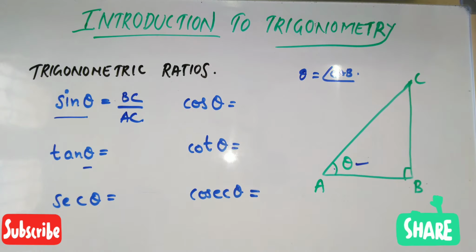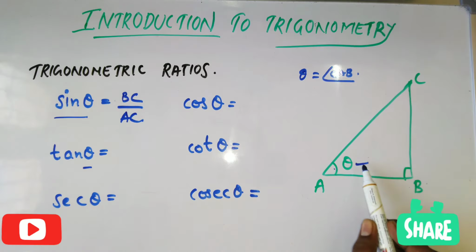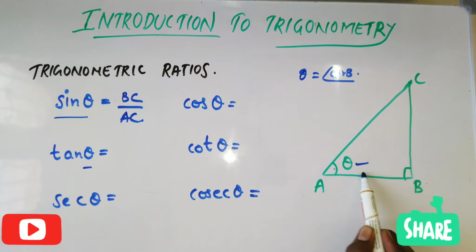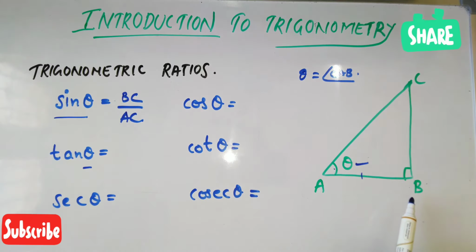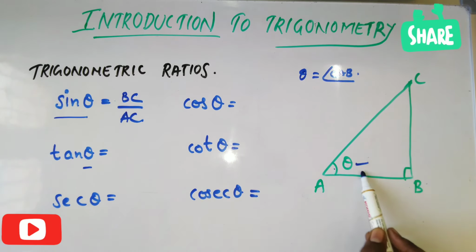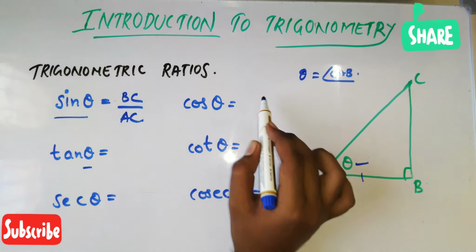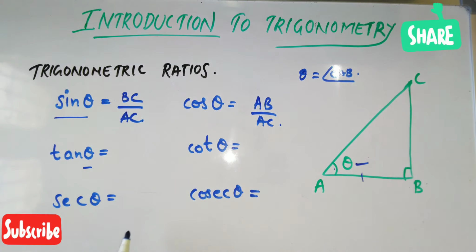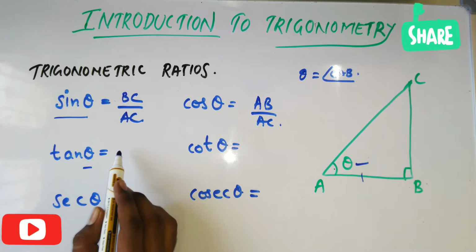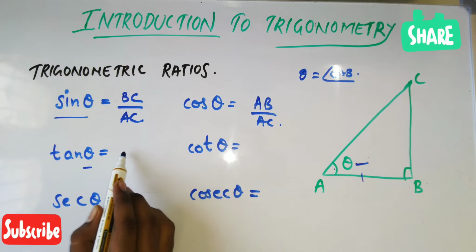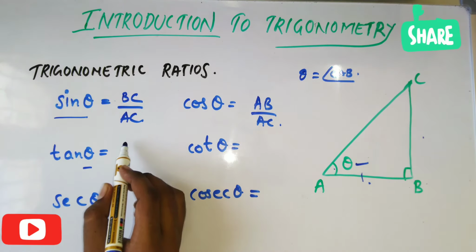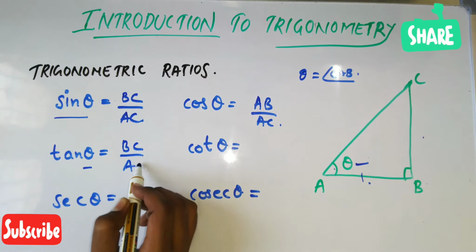Okay, cos theta is nothing but adjacent by hypotenuse. Now what is the adjacent side? Adjacent side is nothing but this side, that is AB. This is the hypotenuse. So cos theta is equal to AB by AC. Now tan theta is opposite by adjacent. What is opposite? Opposite is BC, by adjacent AB. So I can write it as BC by AB.